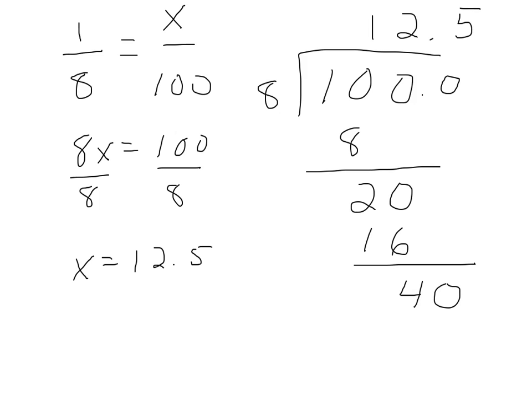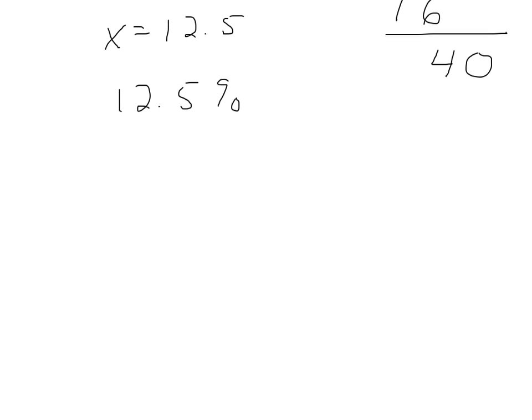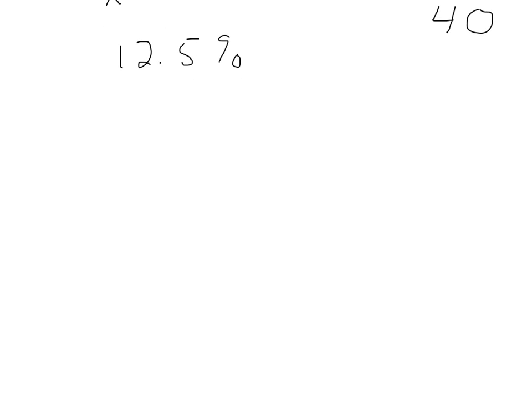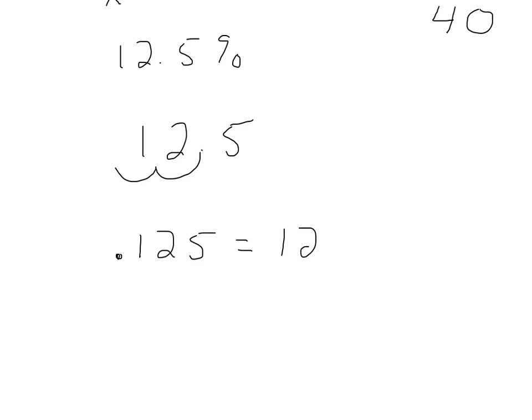12.5. So 1 over 8 is 12.5%. To write that as a decimal, 12.5, move the decimal over 2 to the left, and I get 0.125. So that's the decimal form. That equals 12.5%, which equals 1 over 8.